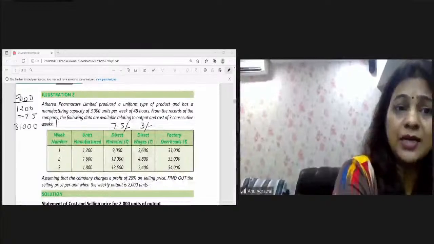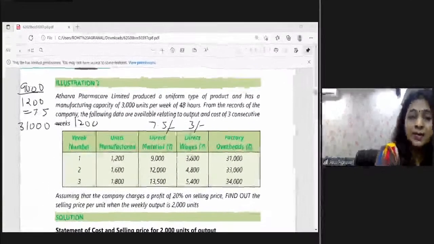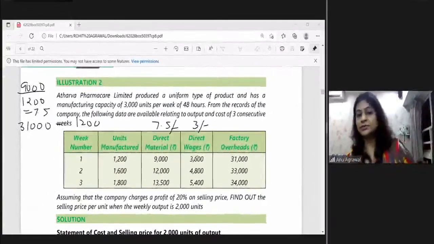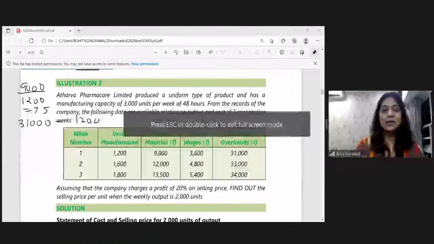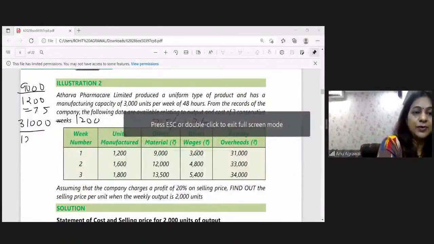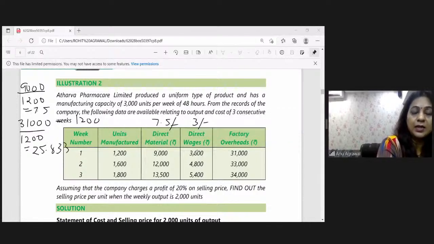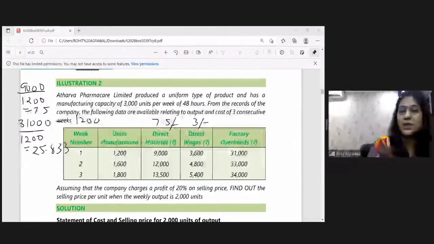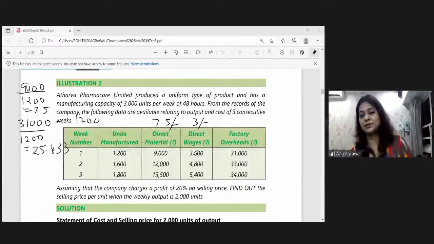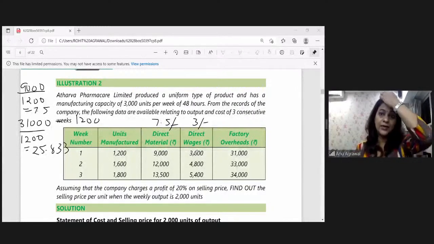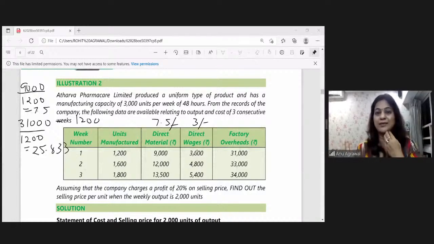But the problem is of factory overhead. Factory overhead, 31,000 is for 1,200, right? If you find it out, you'll see that they are not variable. 31,000 divided by 1,200 gives you some 25.833, and if you multiply this with 1,600, it will come out to be some 41,000. So you will realize that factory overhead is not variable.